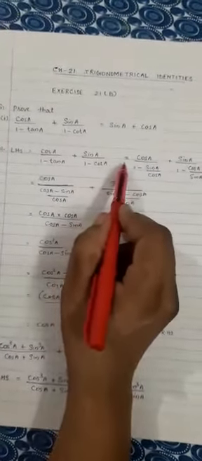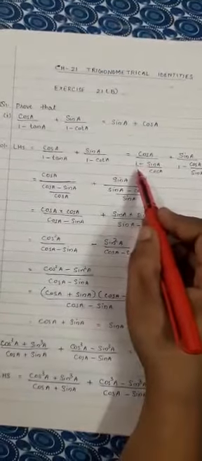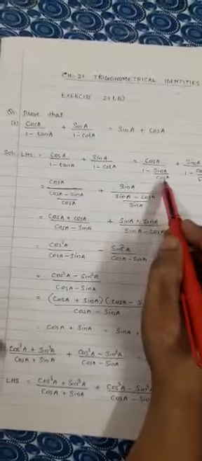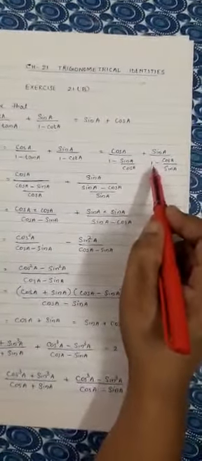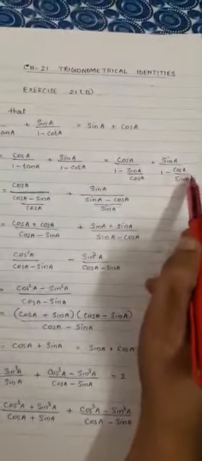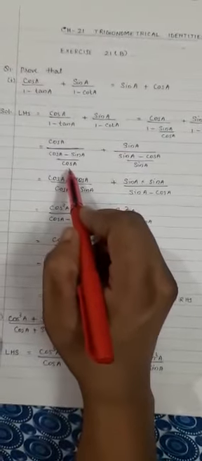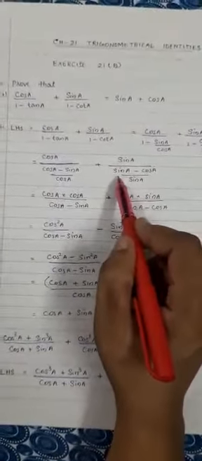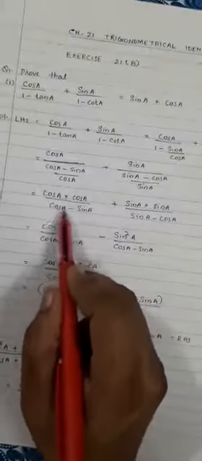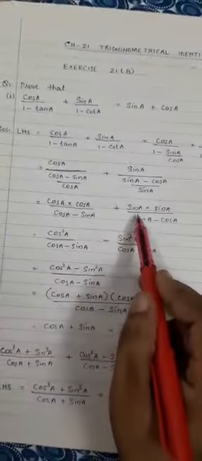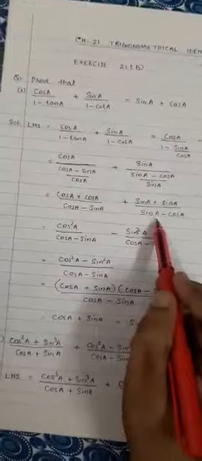LHS equal to cos A divided by 1 minus tan A plus sin A divided by 1 minus cot A. Here tan A is equal to sin A by cos A and cot A is equal to cos A divided by sin A. So equal to cos A divided by, from the denominator take the LCM, cos A minus sin A divided by cos A, plus sin A divided by sin A minus cos A divided by sin A. Equal to cos A into cos A divided by cos A minus sin A plus sin A into sin A divided by sin A minus cos A.